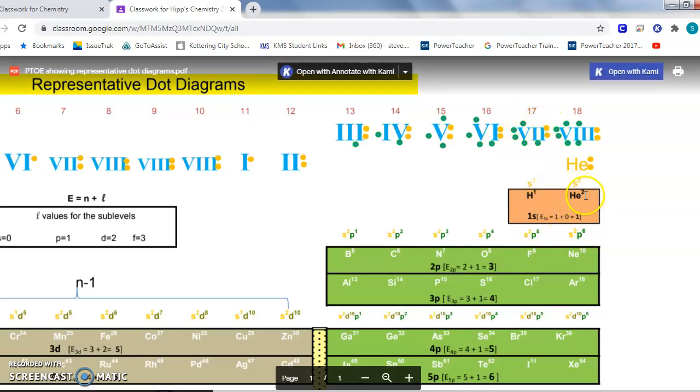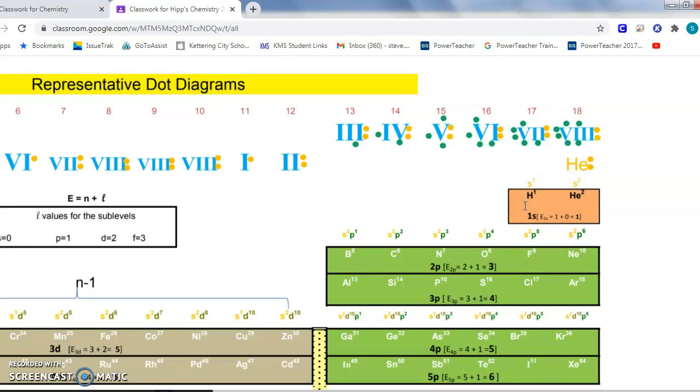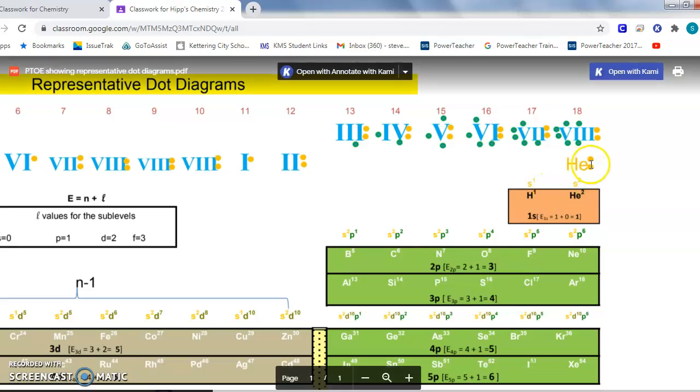And finally, everybody underneath helium. Roman 8. 2 in the S, 6 in the P. 2 on each side. Octet rule is full. When you have 2 on each side, you do not want any more electrons. You are chemically stable. Now, in the case of helium, it's chemically stable with 2 because the first level only has 2. You see, the first level on the periodic table only has 2 elements, hydrogen and helium. So helium would only get 2 dots. That's all it needs to be chemically stable.